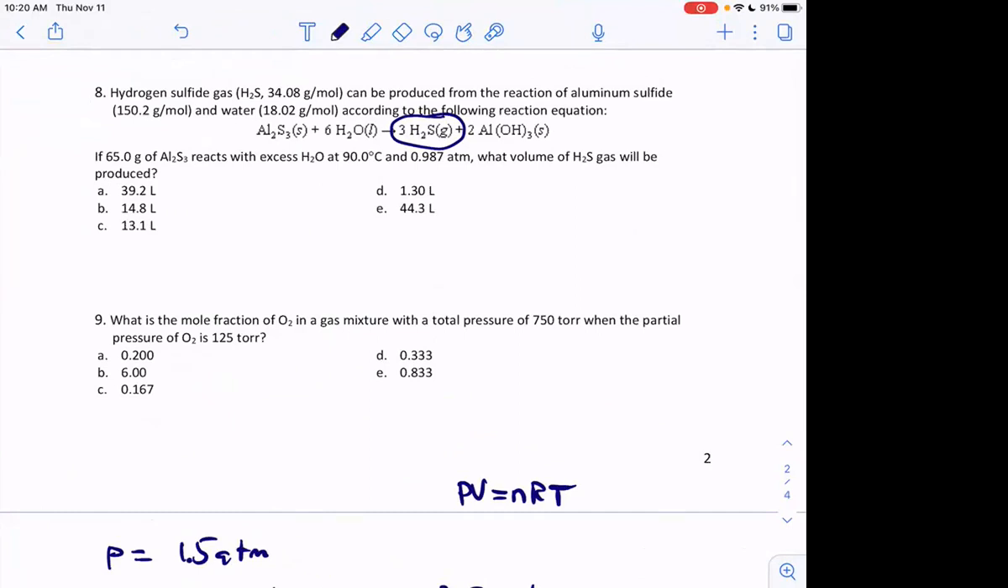So we've got this. Where is it? 65 grams. There it is. All right. So I'll do that over here. I'm not going to have enough room. I'm going to do it down here.